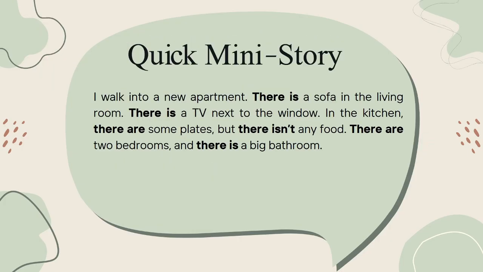Now, a quick mini story to remember. I walk into a new apartment. There is a sofa in the living room. There is a TV next to the window in the kitchen. There are some plates, but there isn't any food. There are two bedrooms, and there's a big bathroom. This is how we naturally use there is and there are.